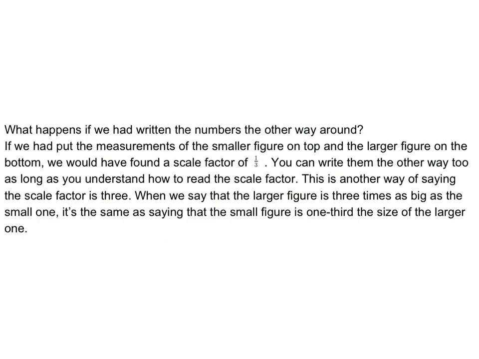What happens if we would have written the numbers the other way around? If we had put the measurements in the smaller figure on top and the larger on the bottom, we would have found the scale factor is a third. We can write them the other way too, as long as you understand how to read scale factor. This is another way of saying the scale factor is 3. When we say that the larger figure is 3 times as big as the small one, it's the same as saying that the small figure is 1/3 of the size of the larger one. So 3 and 1/3 would work the same both ways.